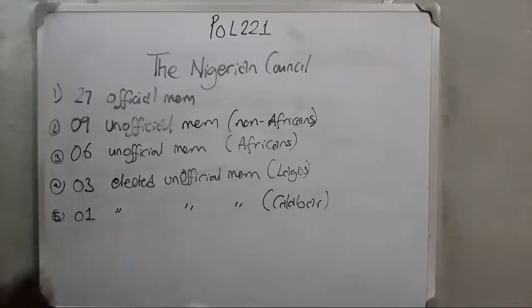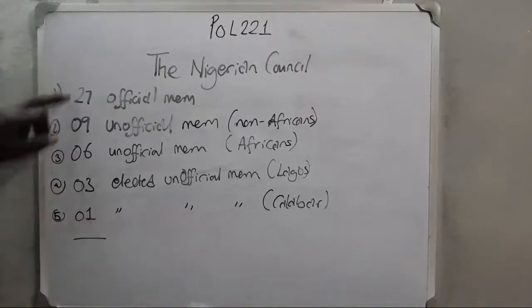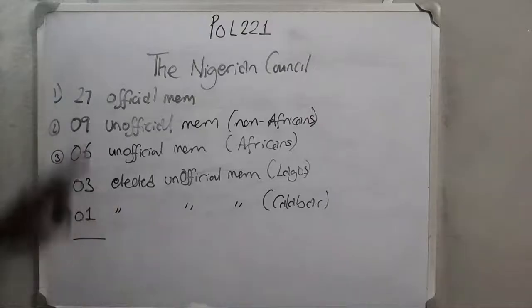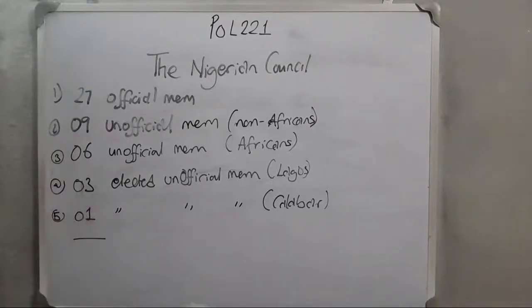So we have a total of, this is 27, this is 39, and everything is 46 in the Nigerian Council. Please, a total of 46, both the unofficial and official, both the elected in Lagos and in Calabar. Okay, so we have that as that. Now, the Legislative Council was to make laws subject to the governor's veto and reserve power.